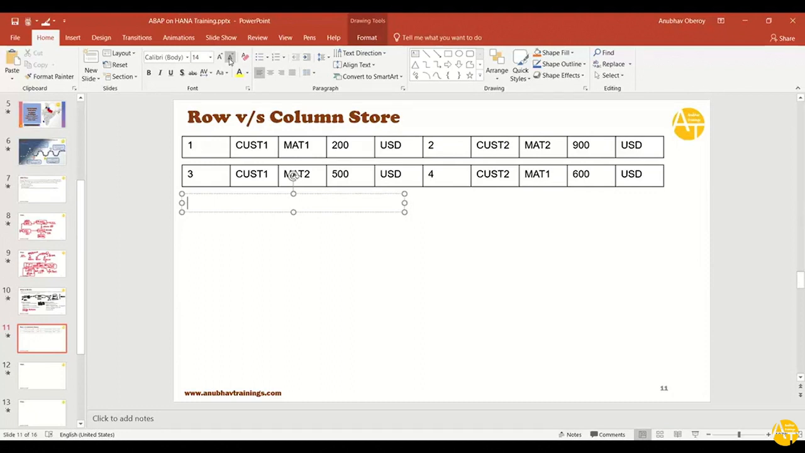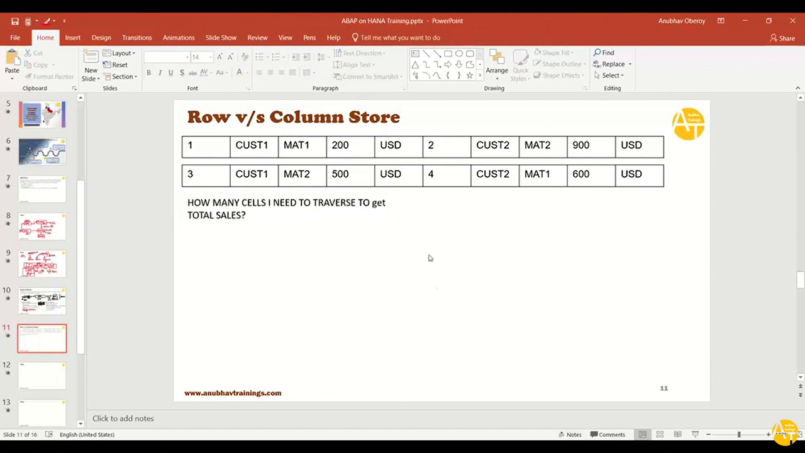Okay, so now my question is, how many cells do I need to traverse, or does the database need to traverse, to get total sales? Anyone? In this database table, in this organization of data, how many cells, what do you feel, do I need to traverse, or does the database need to traverse, in order to get the data? Can anyone think? All the cells.